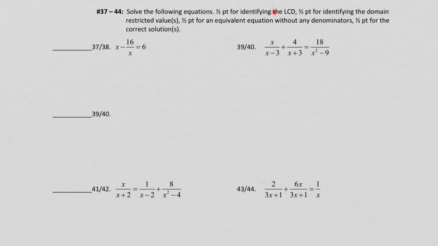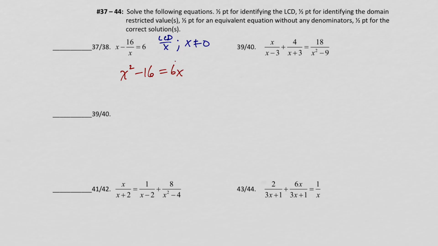Okay, the first thing we're going to do is identify the LCD. There's only one denominator, so the LCD is x. That tells us that x cannot be equal to 0. Then I'm going to take in this x and I'm going to multiply by this, this, and this. When I multiply by this, I get x squared. When I multiply by the middle fraction, I get 16. And when I multiply by the 6, I get 6x.